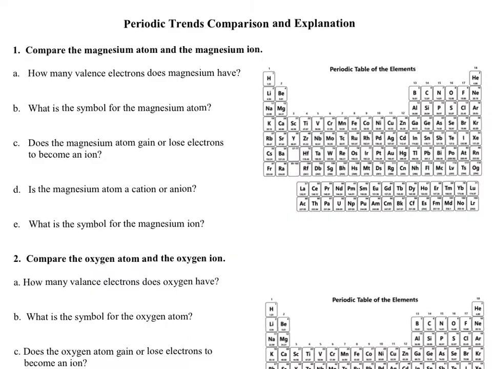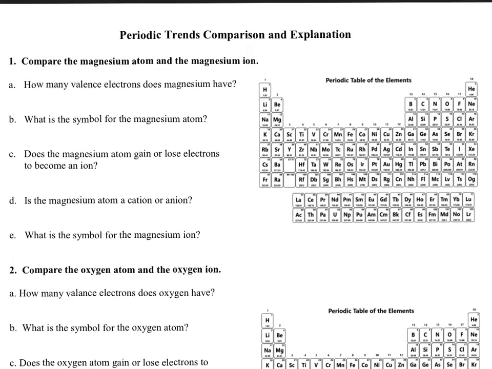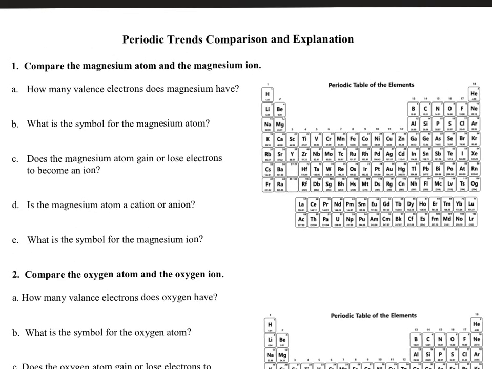Be well. Heading to the back page, we are now going to compare magnesium atom to the magnesium ion. Remember, the magnesium atom has no charge, and the magnesium ion has 2 charges. So first is, how many valence electrons does the magnesium atom have? Well, magnesium is in group 2.